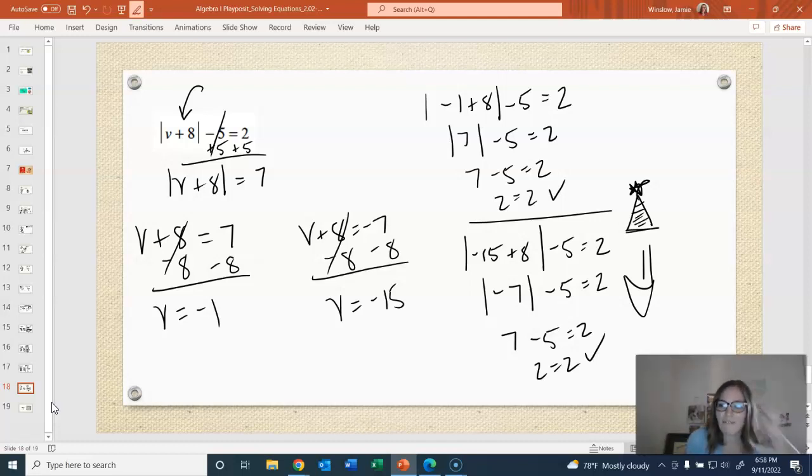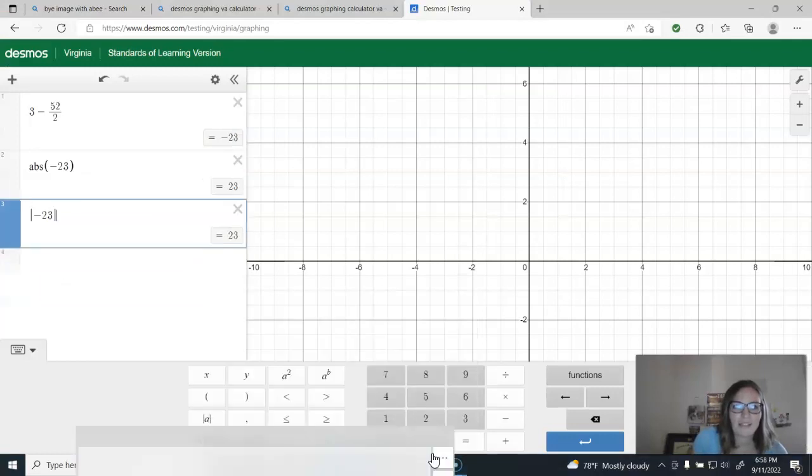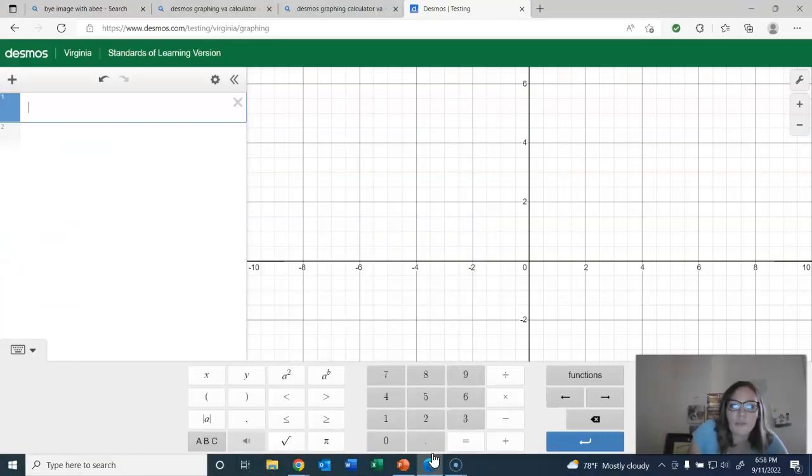I just think it's so fun to be able to check your work and see that you got the right answer, because it's right there in front of you. I wanted to show you all something. Let's put this into Desmos. Absolute value of v plus 8, see, I'm already going to forget. V plus 8 minus 5. Okay, let's try this. Just to show you where we're going with this.